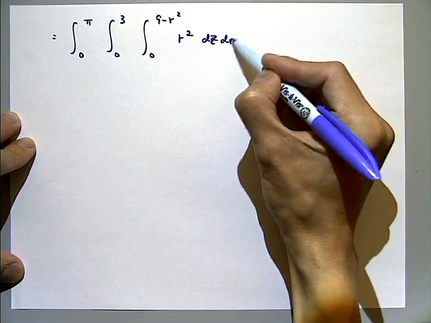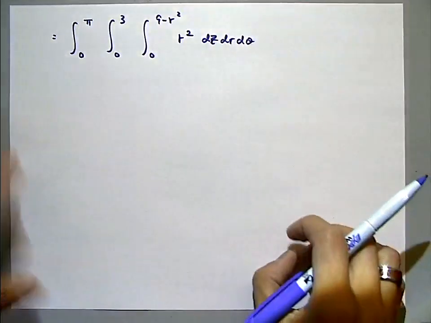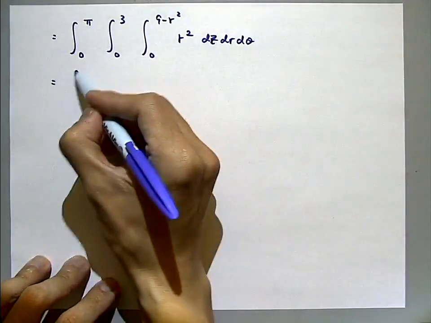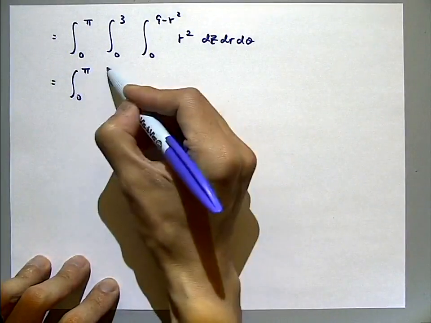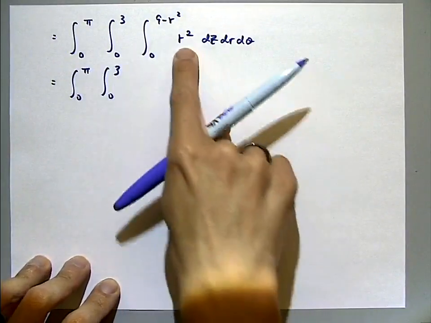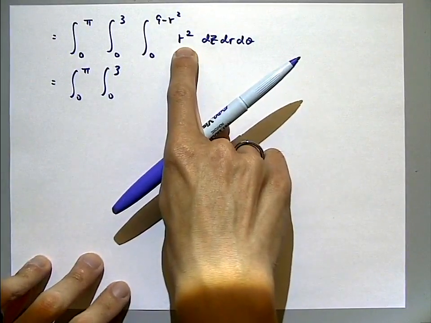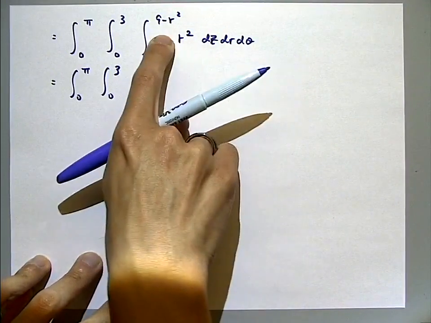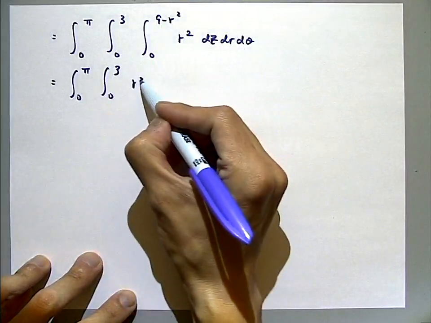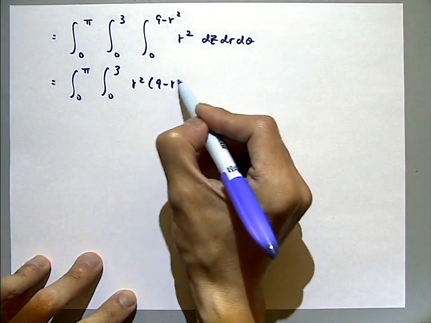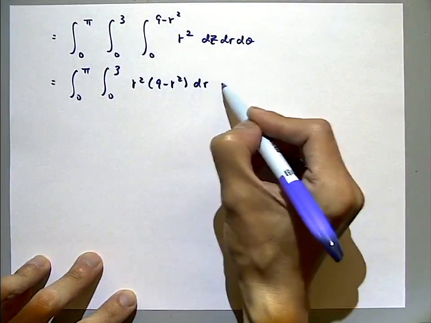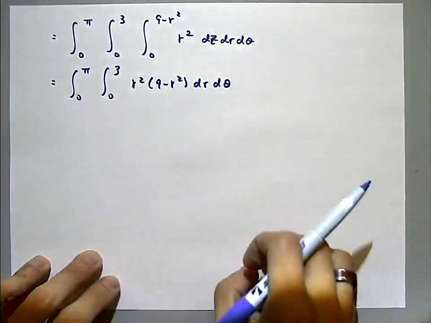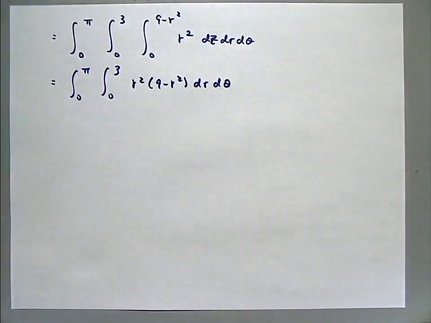dz, dr, d theta. All right, so we get 0 to pi, 0 to 3. No z here. The first round of integration gives me an extra z, and z is really that. So this becomes r squared times 9 minus r squared dr d theta. And both of these are easy.